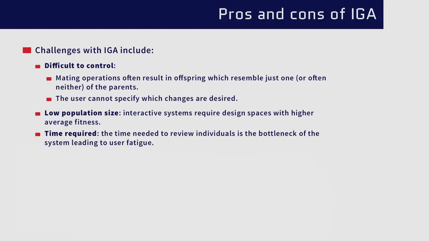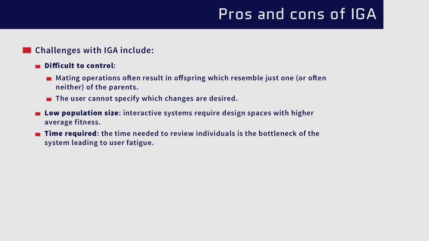One of the main challenges with interactive genetic evolution is that the user does not have enough control over the outcome. In many implementations, mating operations often result in offspring that resemble just one or even sometimes neither of the parents. Mutation operations can also be very difficult to control, in the sense of giving the user a way to accurately specify whether they want big or small changes to occur. While automated fitness functions can tolerate large numbers of offspring with poor fitness, the low population size of interactive systems requires design spaces with higher average fitness, and this is hard to ensure.